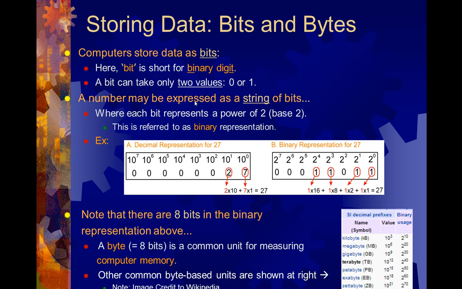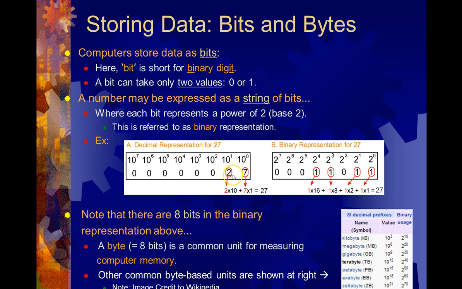A number may be expressed as a string of bits. So what does that mean? So let's take the number 27. So when we write 27, what do we mean? We mean that there are 2 10s and 7 1s, right? That's what we mean when we write 27. If I wrote 37, I would mean there are 3 10s and 7 1s. So by 27, I mean that it's 2 times 10 and 7 times 1, right? And that's what we mean when we write 27.